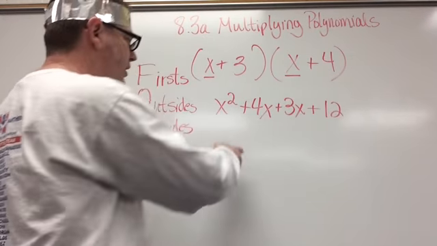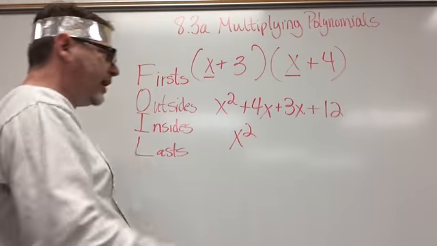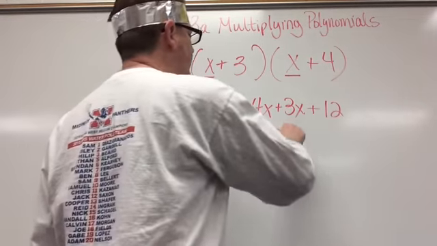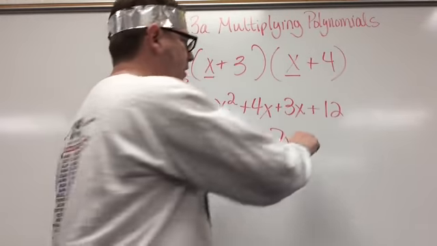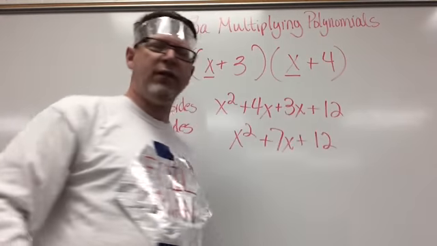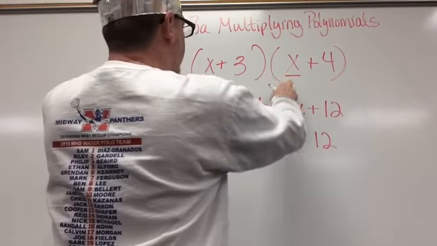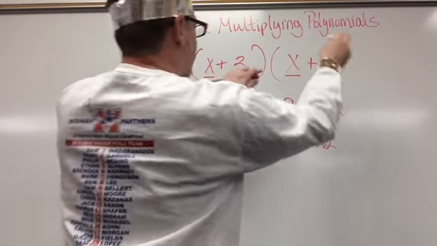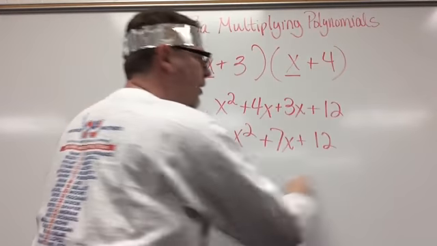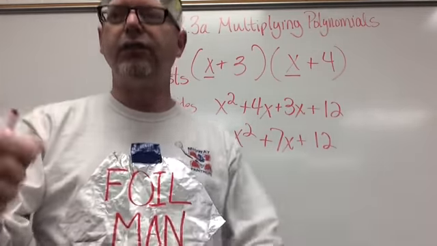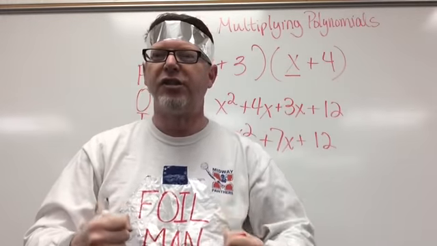I don't have any other x squareds, so I write it down. I have a 4x and a 3x, and when we combine those, we get plus 7x. And then I don't have any other whole numbers, so I just do 12. And Foil Man has just taught you how to use firsts, outsides, insides, and lasts to come up with the product of two binomials.